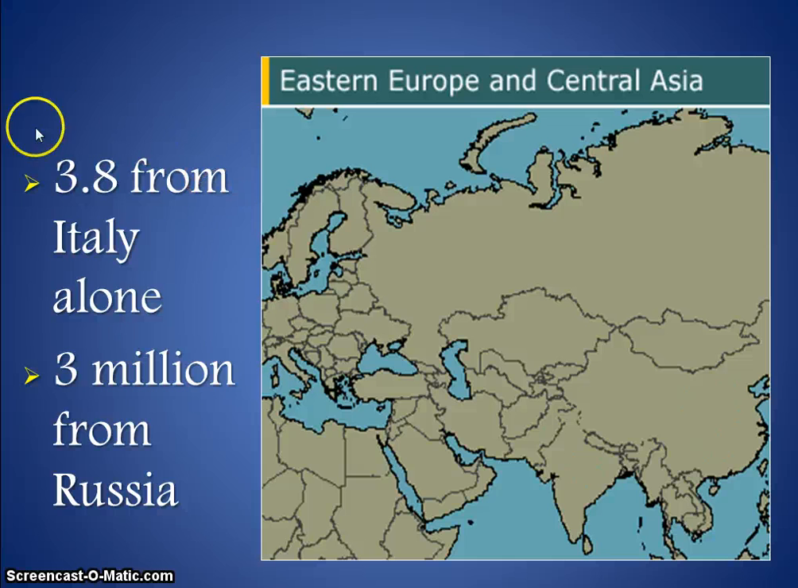From Italy alone, 3.8 million, that's almost 4 million immigrants coming from Italy, and then another 3 million from Russia. And there is a large population of Italian Americans and Russian Americans in the United States even today.